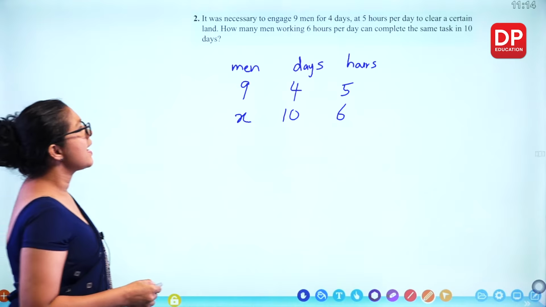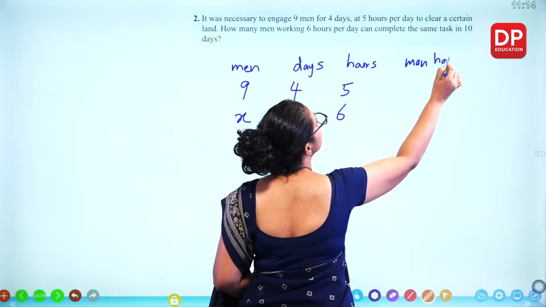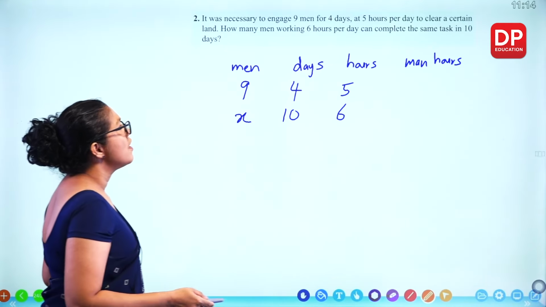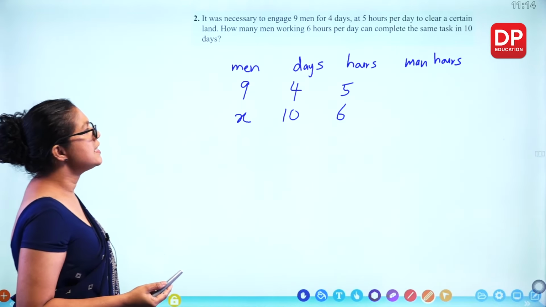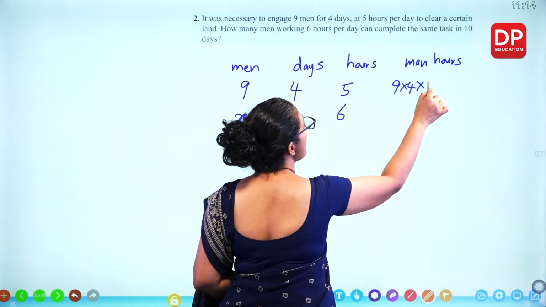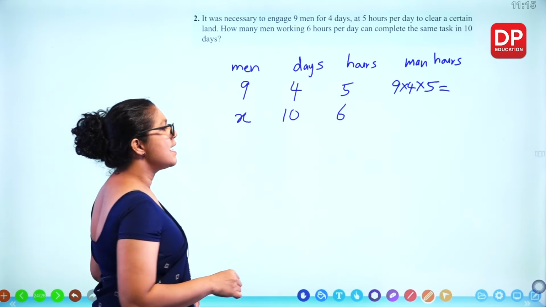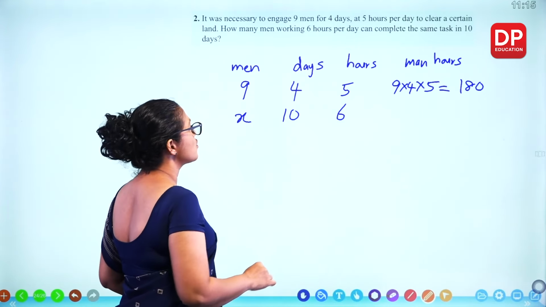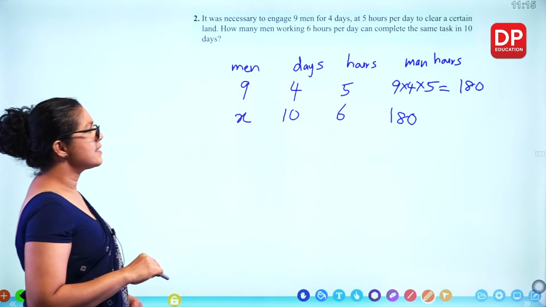So here we can calculate man hours by multiplying everything, number of men multiplied by number of days into number of hours per day. So here 9 times 4 times 5. So what's the answer? 5 times 4 is 20. 20 times 9, 180 man hours. So here same man hours needed to complete the task.